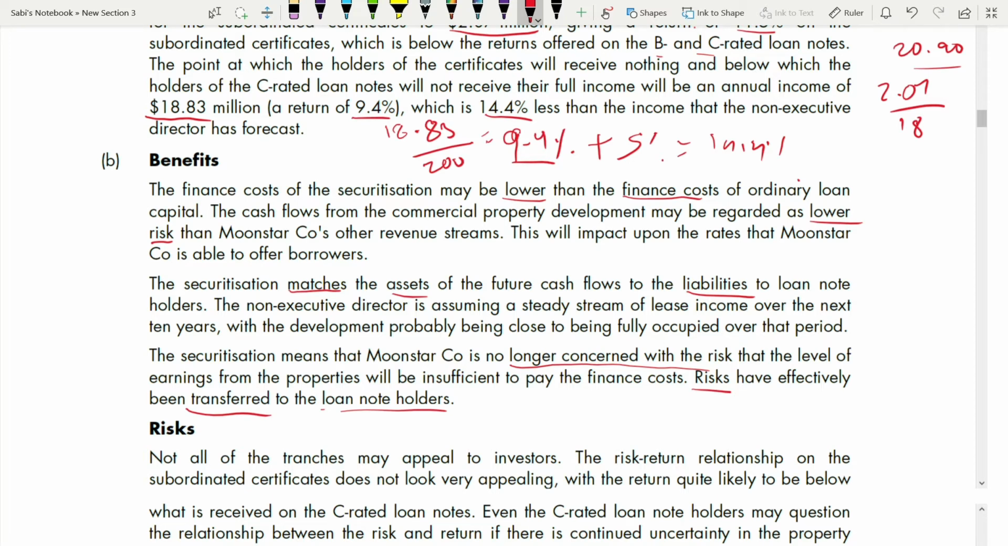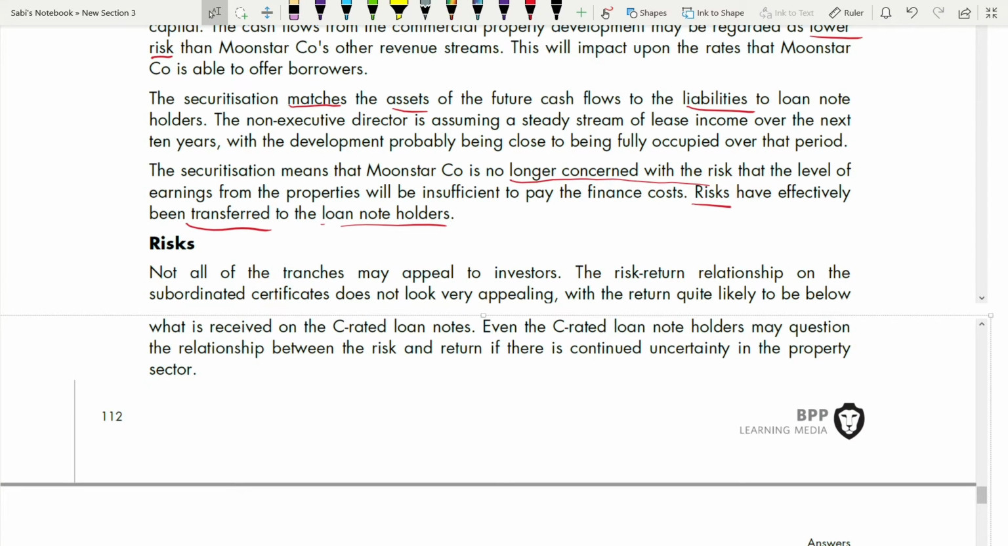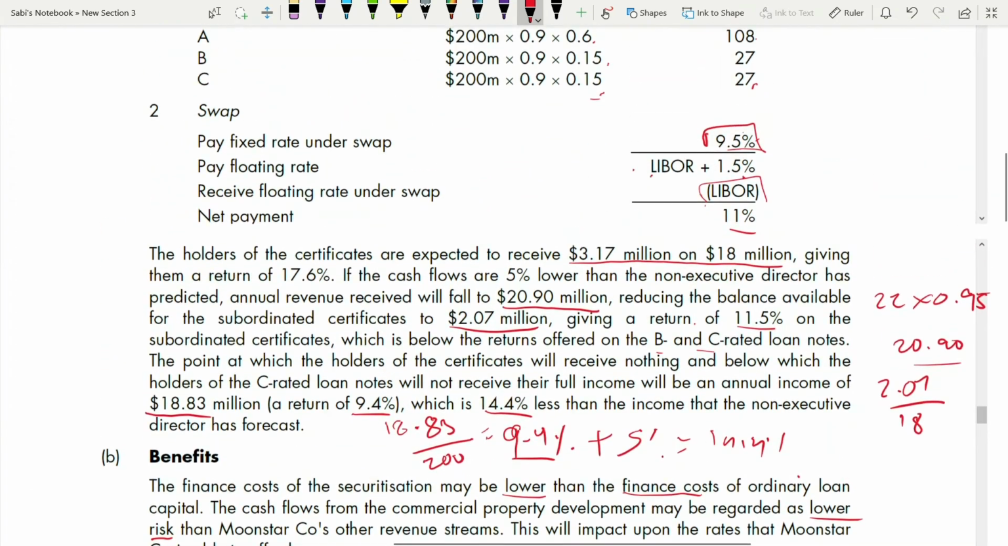Now let's go to the risk. Not all the tranches may appeal to investors. Not all A, B, and C. The risk return relationship on the subordinated certificate does not look very appealing. Why is that? Return is very low, right? We saw that with the return quite likely to be below what is received on the C-rated loan notes. When we saw that return, okay, we'll go up and see the return. What was the return?